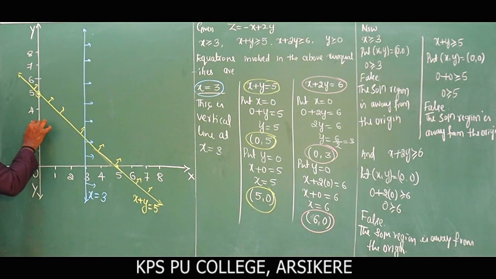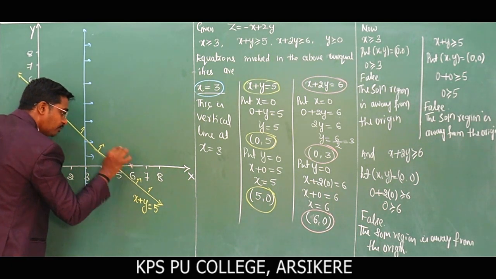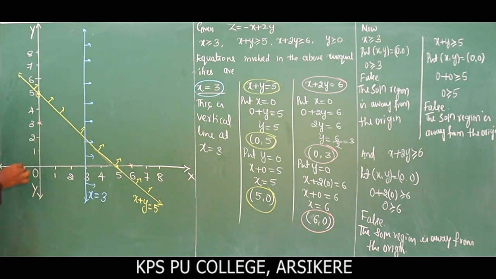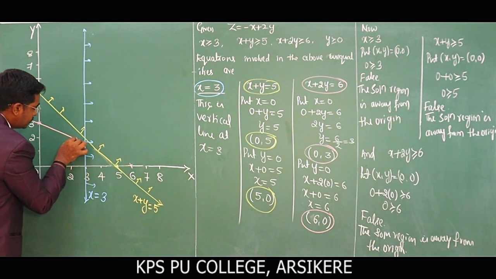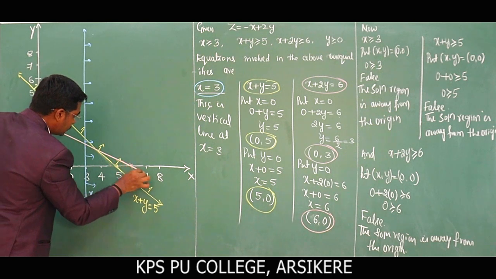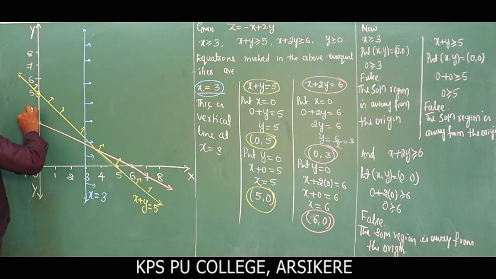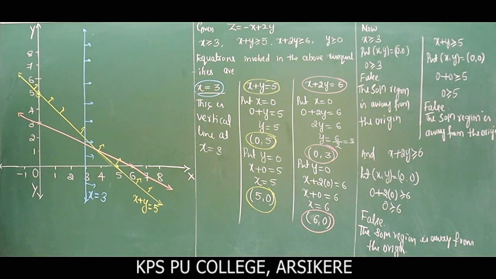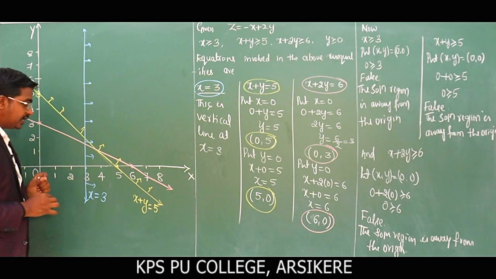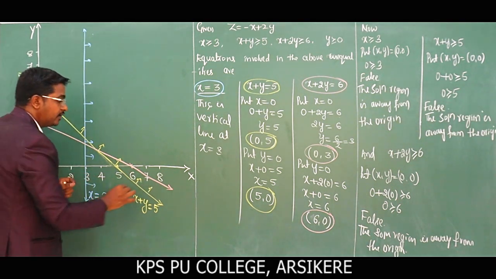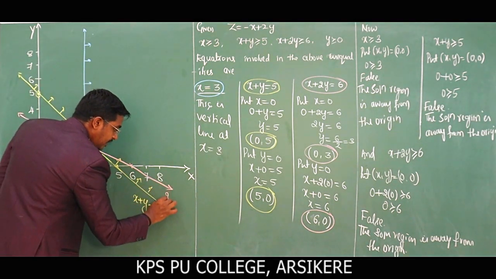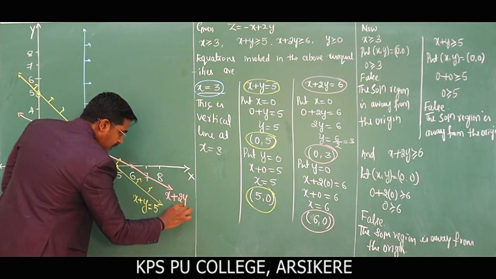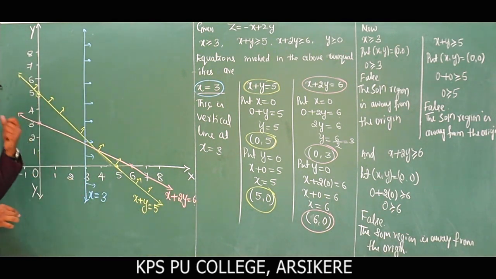(0, 3), this is the point on the y axis. Similarly, (6, 0) is the point on the x axis. Now join these 2 points. So better to use the scale. We'll draw the straight line. What is the corresponding equation here? The equation for this line is x plus 2y is equal to 6.